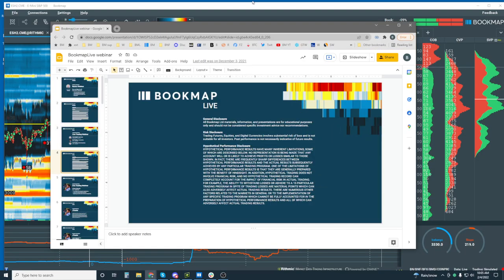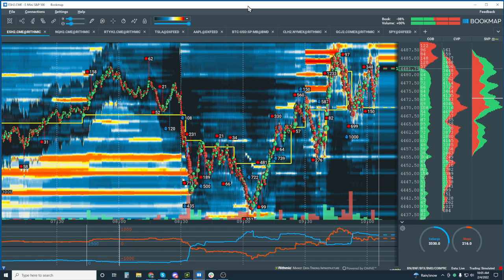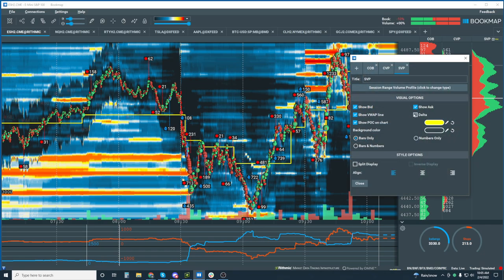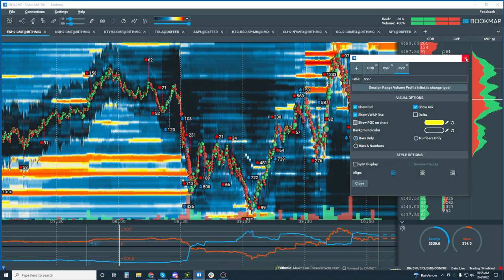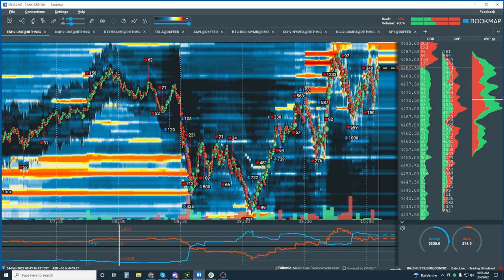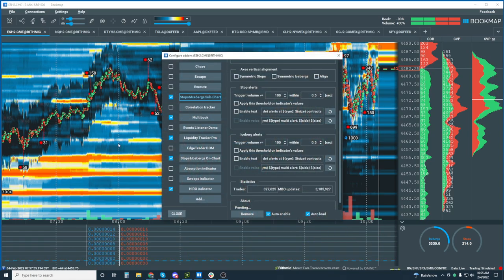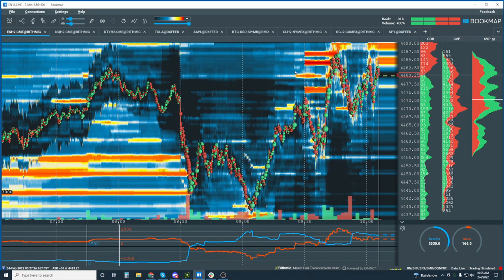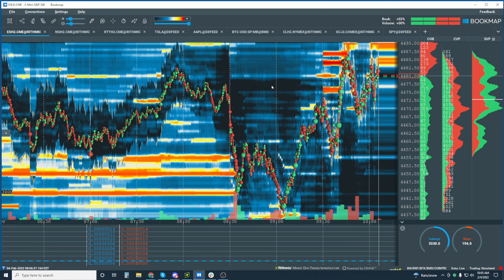All right, so let's jump in. Let's take a look at Bookmap and see what's going on here. Let me get rid of point of control for a moment, just to look at a clean chart. We have stops and icebergs on here. We'll look at them a little bit later, but a very important element as well, not the sub chart, the on chart. There we go. And zoom out a little bit.